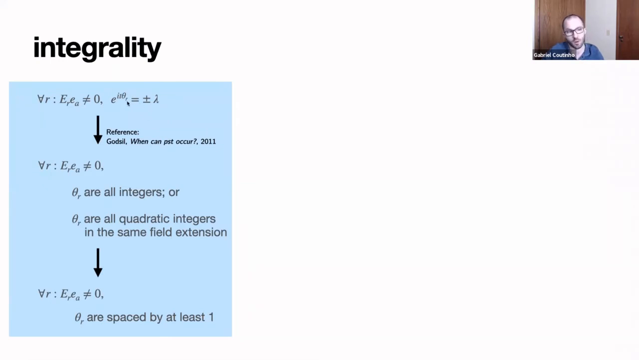This imposes very strong restrictions on what kind of numbers the eigenvalues could be. Chris showed that if this is true, then the eigenvalues are either all integers or quadratic integers in the same field extension. Meaning, if, let's say, theta_0 is, I don't know, 15 times square root of 3, the other ones have to be something times square root of 3. You cannot have, say, square root of 7. So they're either all integers or quadratic integers in the same field extension.